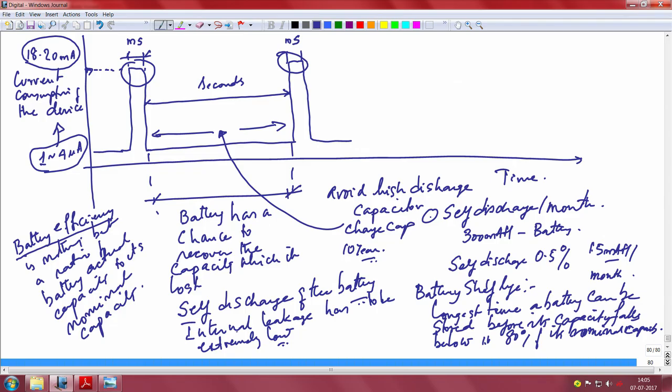That is the point. In other words, this is about whenever it falls below 80% of its nominal capacity, you will say that that is the shelf life of the battery. Okay. So, that is another thing.